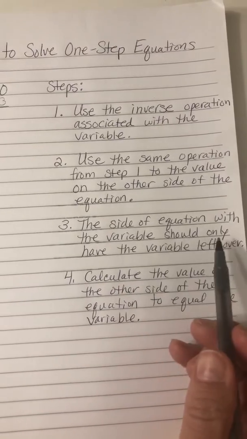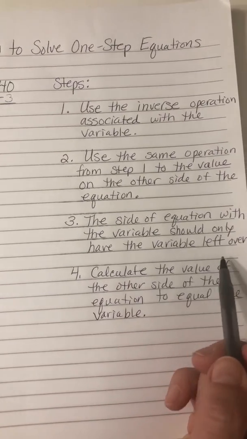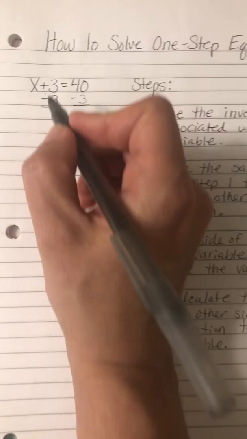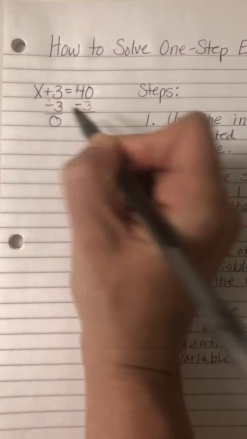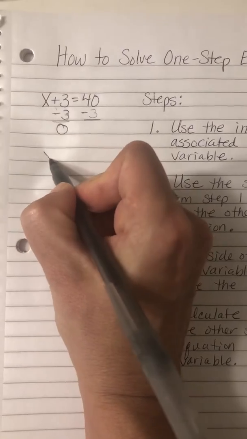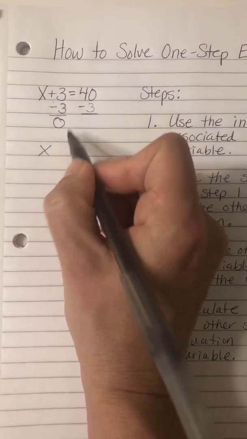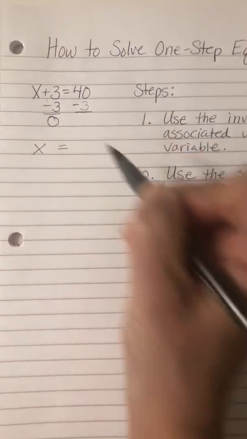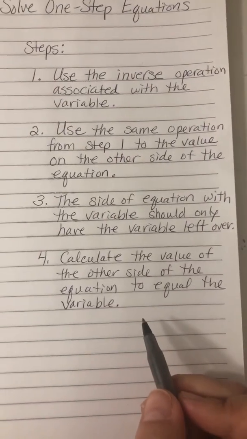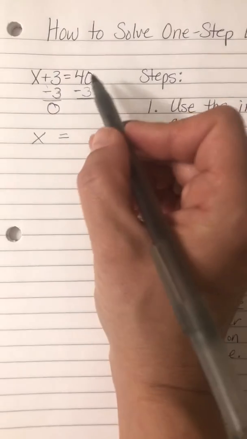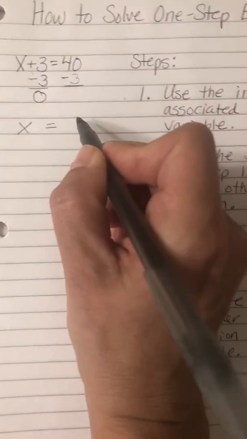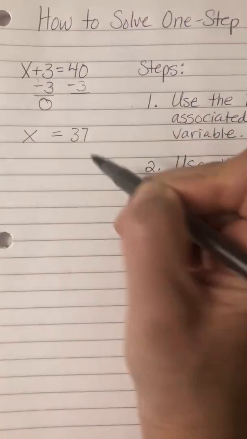Next, the side of the equation with the variable should only have the variable left over. So positive 3 take away 3 is 0. That means we only have x left over. The equal sign comes down, and our last step, step 4, calculate the value of the other side of the equation to equal the variable. 40 take away 3 would leave us 37.